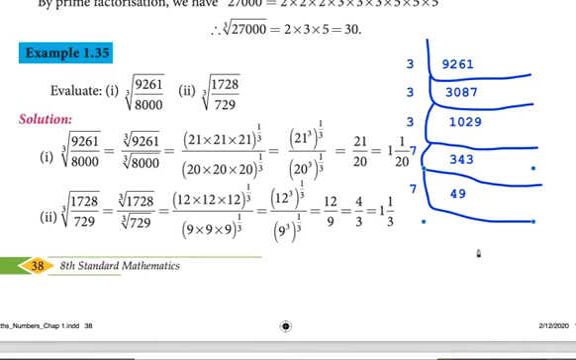So again you have to write 7 here. How many 3's are there? How many 7's are there? 3 3's are there, 3 7's are there. Take one 3, take one 7. So 3 into 7, 21. So this is 21 cubed. So the answer for the numerator is 21. Like that you have to proceed for the remaining examples also.